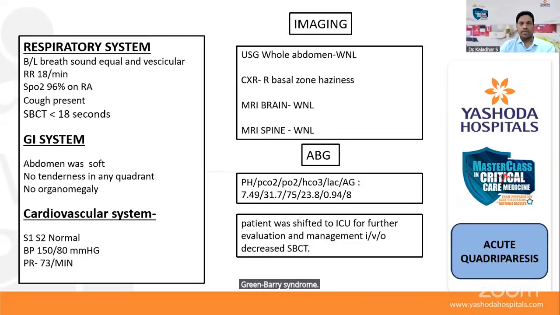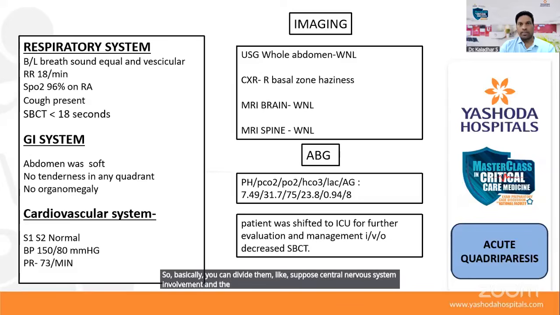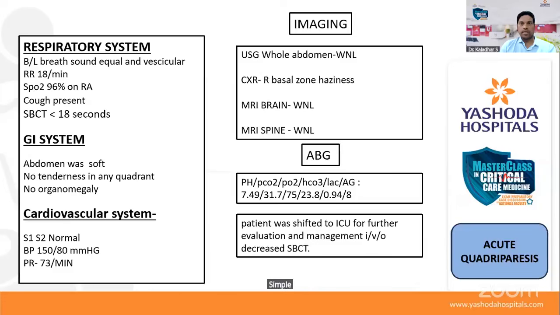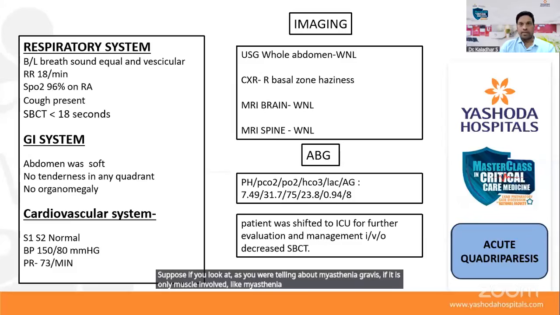So basically, you can divide them like central nervous system involvement, spinal cord involvement, nerves like peripheral nerves involvement, and neuromuscular junction involvement. Next, muscle itself involvement. Suppose, as you were telling about myasthenia gravis, if only muscle is involved like myasthenia gravis, or otherwise there may be acute polymyositis, dermatomyositis like autoimmune disorders.